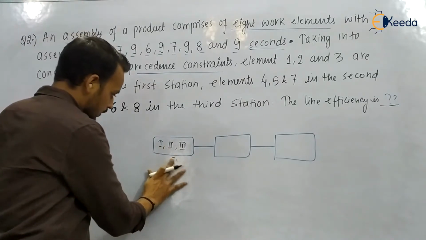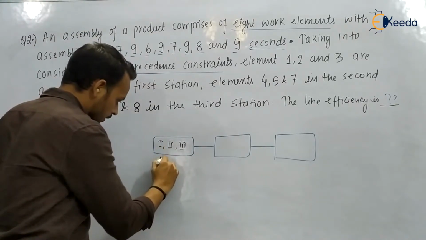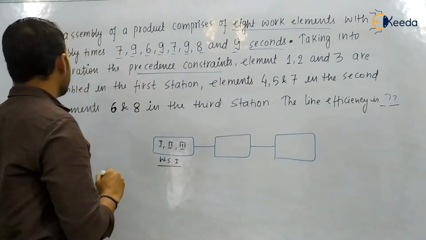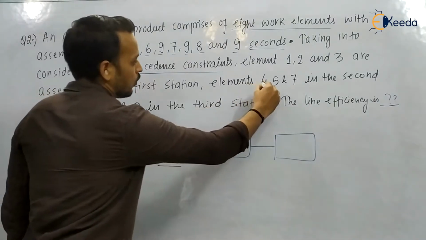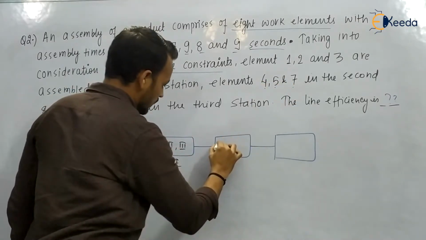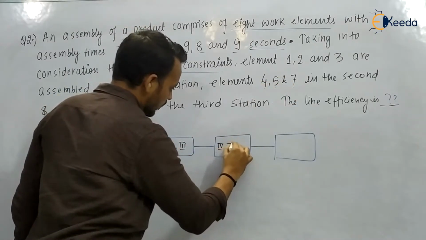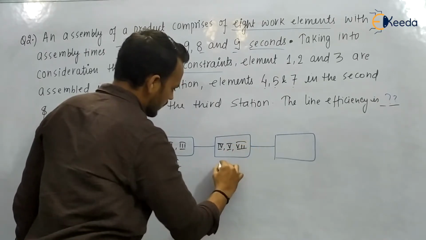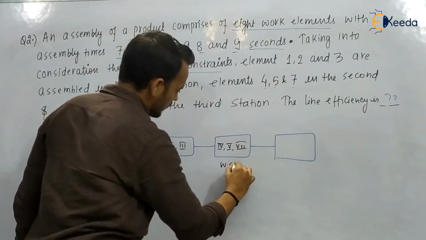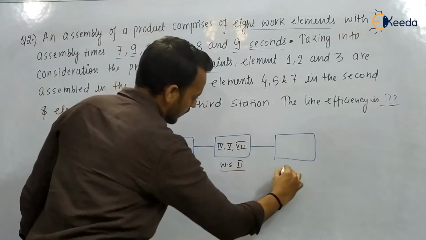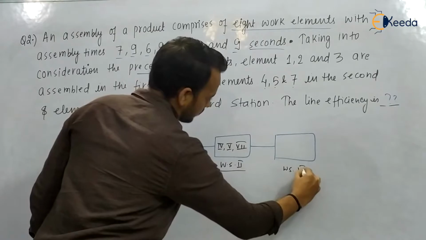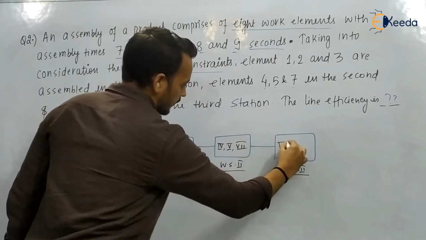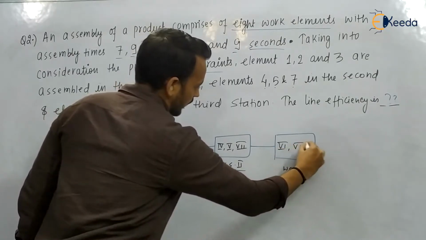So this is WS, workstation 1. Next, elements 4, 5, and 7 are assembled in the second workstation, so this is workstation number 2. And this is workstation number 3, where they have work element 6 and work element 8.